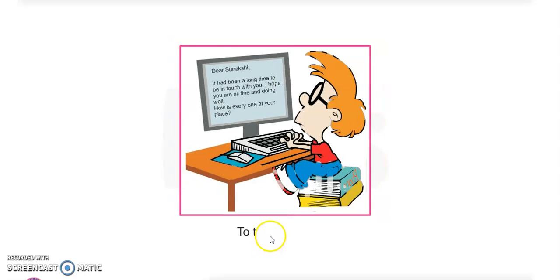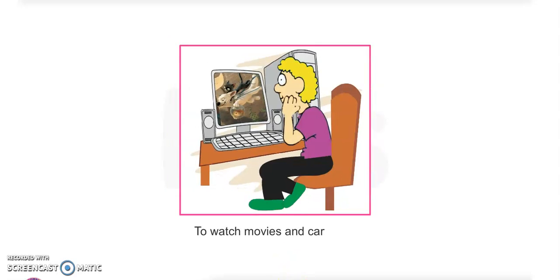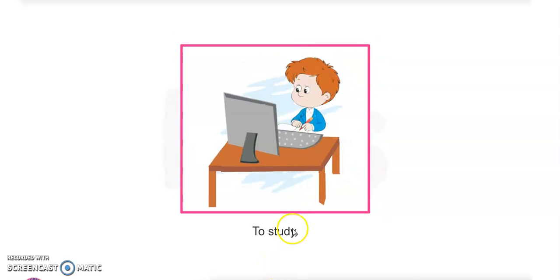Now the next use is to type letters. We can use a computer for typing letters. I think your father uses a computer in the office for this typing work. Now the next use is to watch movies and cartoons. We can also watch movies and different cartoons on a computer. And to study also. Nowadays you are doing study only on the computer. So computer is very useful for all these things.